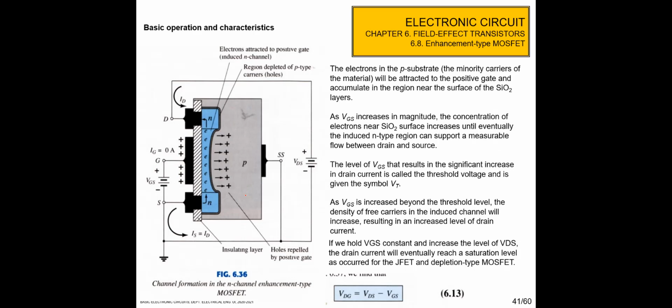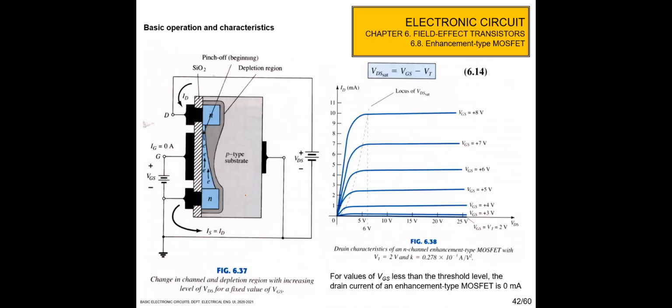Or increase. Okay, so we can see here when VGS is equal to +3, if we increase the VGS, the ID also increases, because the channel will be larger.